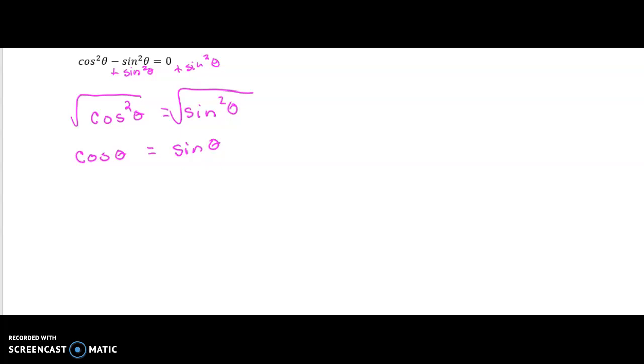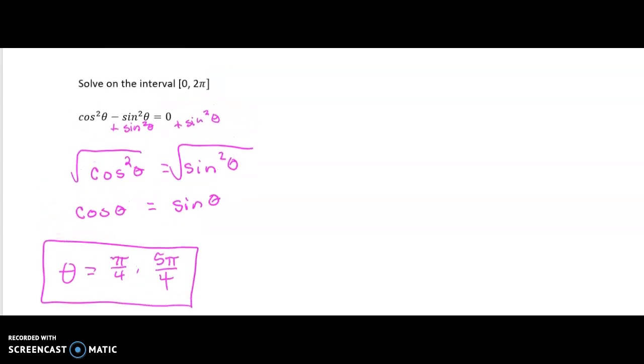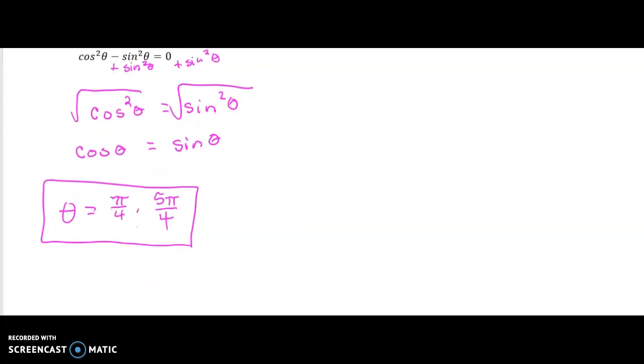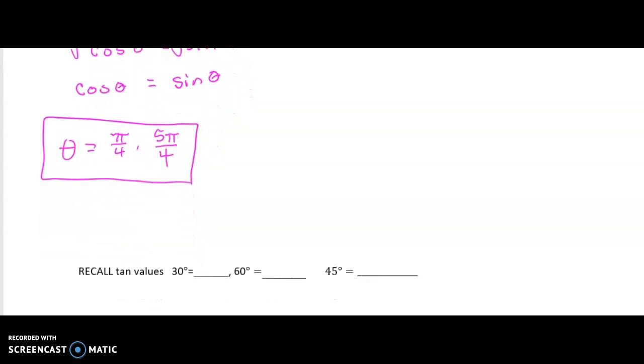And so I would think to myself, where does my cosine value equal my sine value? What angles in the unit circle would my cosine and my sine, that would be my x and my y, where do they equal? Well, the only two places that's going to happen would be at pi over 4 and at 5 pi over 4. So we had to just use a little common sense for that one. And that interval was 0 to 2 pi. They both lie within that interval, so they are both fine answers.